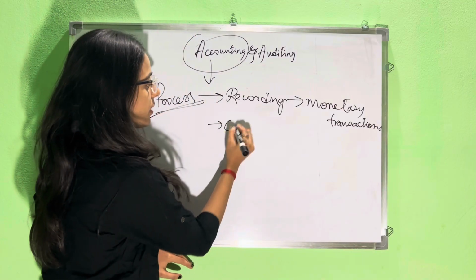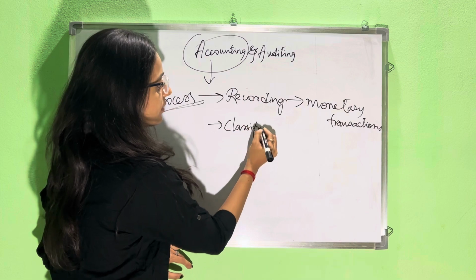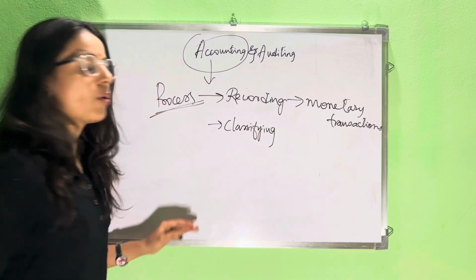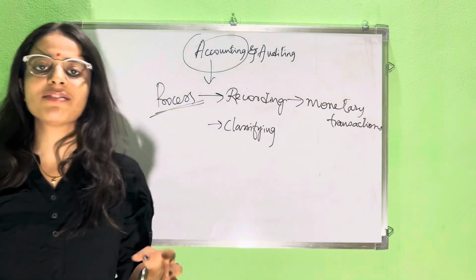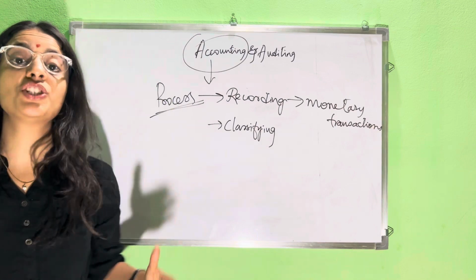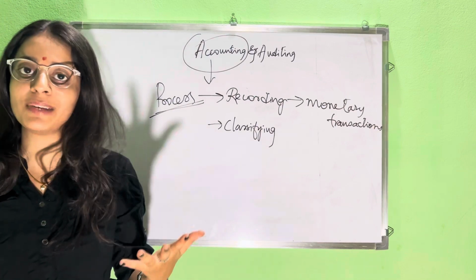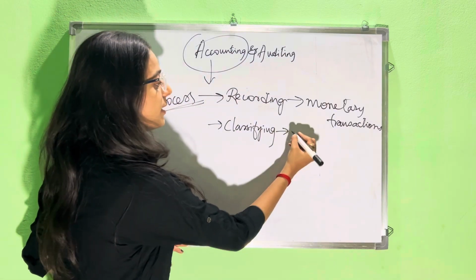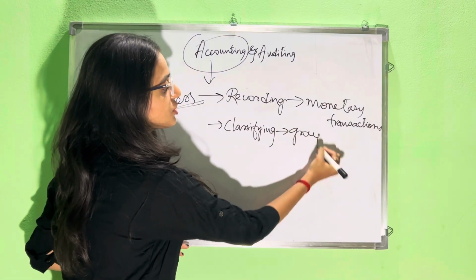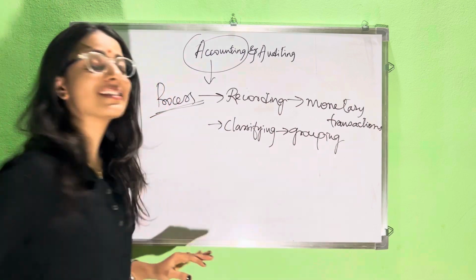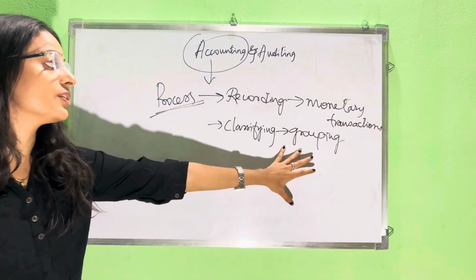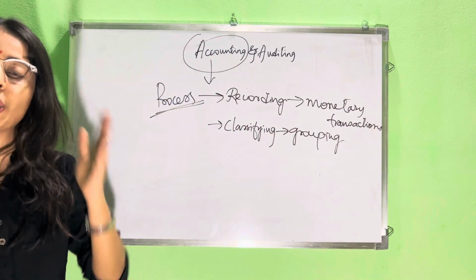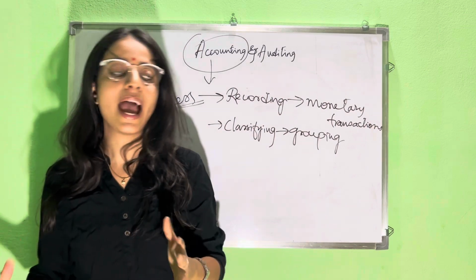Next comes classifying. So, what do you understand by classifying? Classifying is nothing but differentiating the transactions of the same nature under a similar head. So, classifying is nothing but grouping of transactions under the same head. The transactions which are of the same nature, you group them under the same head.